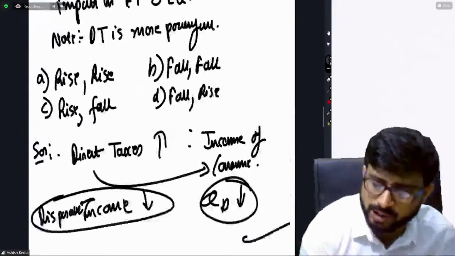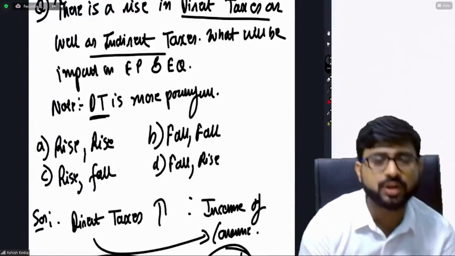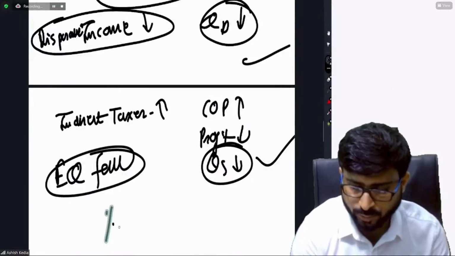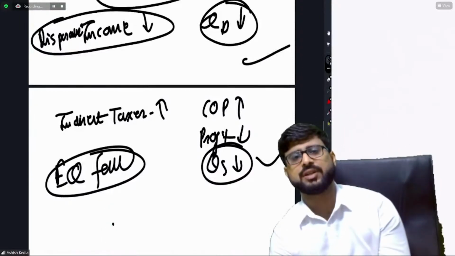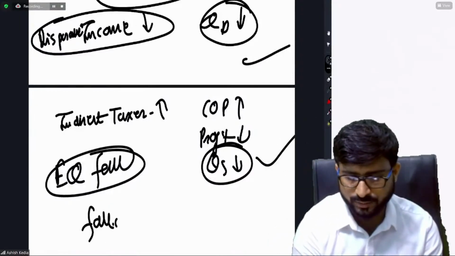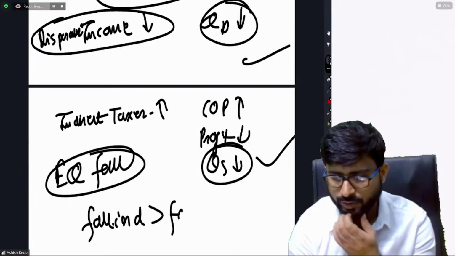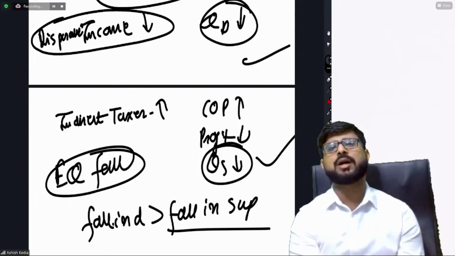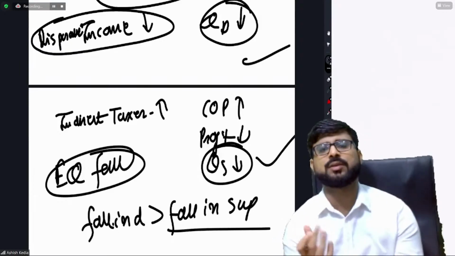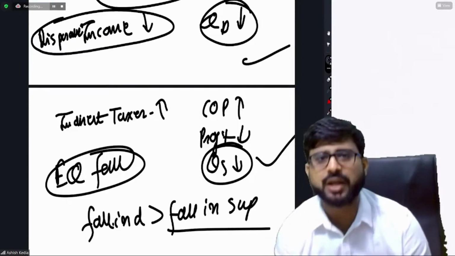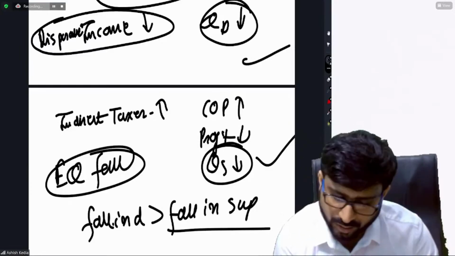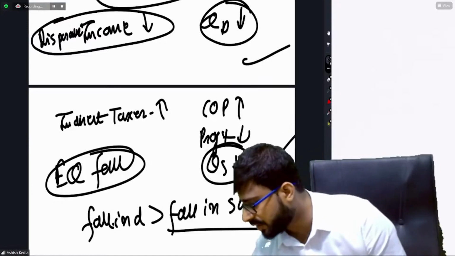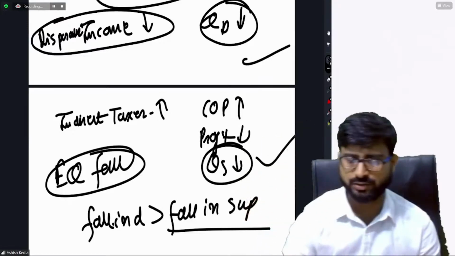But which one is falling by a greater percentage? I told you direct tax is more powerful. So the percentage change in demand is greater; demand is falling by a greater percentage. So the fall in demand is greater than the fall in supply. That is, supply is greater than demand. So there is excess supply. Whenever there is excess supply, prices are reduced. Yes, sir. So fall is the answer. Fall is the answer.